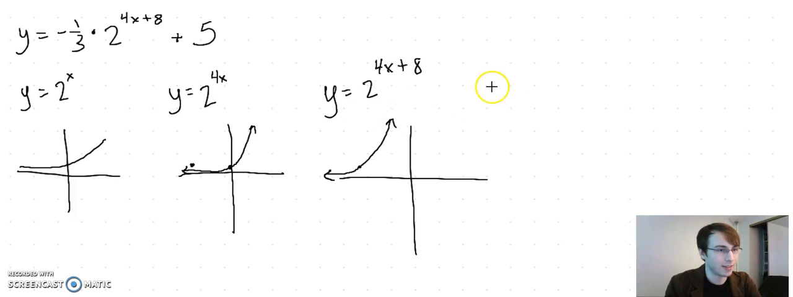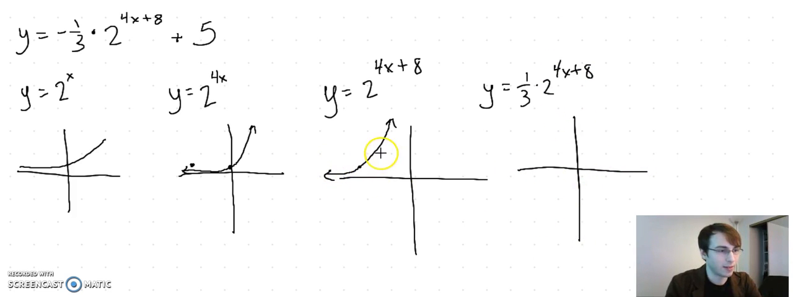All right, so now let's do y equals 1/3 times 2 to the 4x plus 8. So now everything is falling back down. It's being divided by 3. So I guess we're kind of back to something that looked like the beginning.